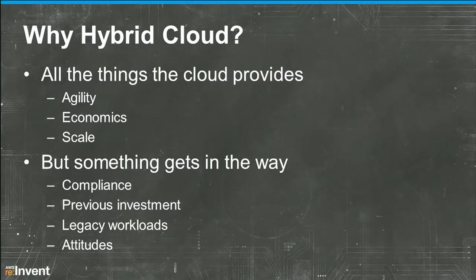The economies. You heard Andy talk about our different pricing model, whether it be on-demand, spot, or reserved instances, and scale. The ability to allocate thousands or tens of thousands of servers and petabytes of storage and all the other services that AWS offers. Those are the great things that the cloud provides, and that's why people are moving towards the cloud. So why a hybrid environment then?